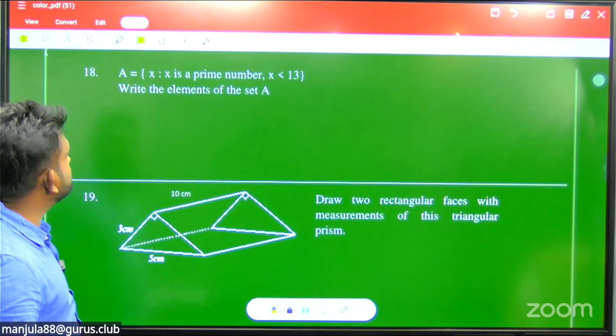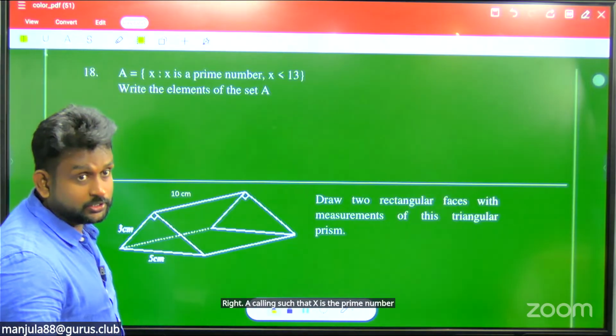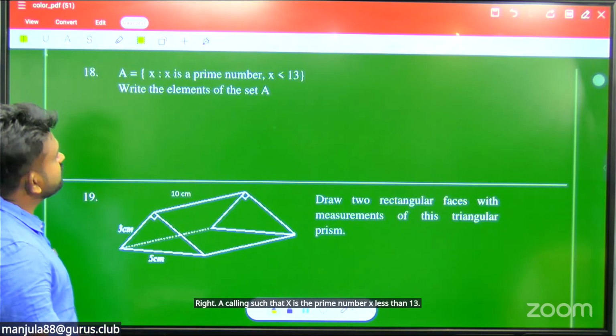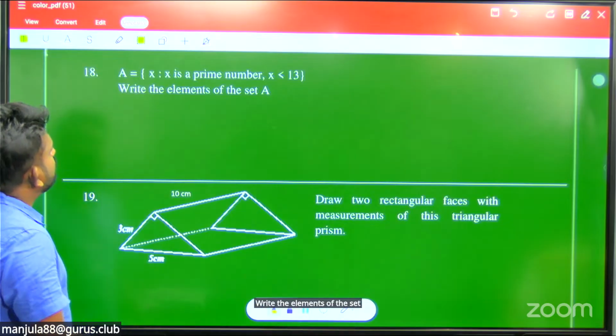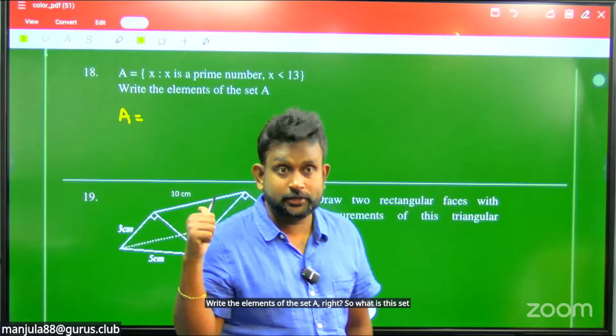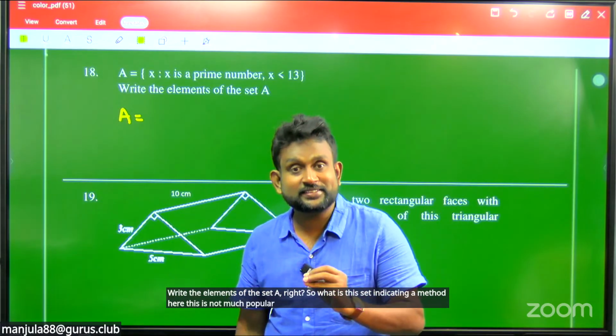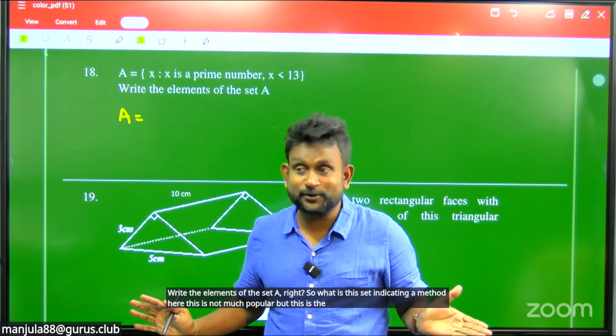Right. A equals such that x is a prime number, x less than 13. Right, the elements of the set A. So what is this method? Set indicating a method here. This is not very popular, but this is the method that students cannot remember.